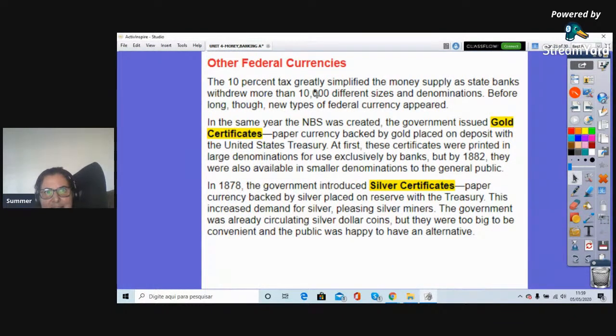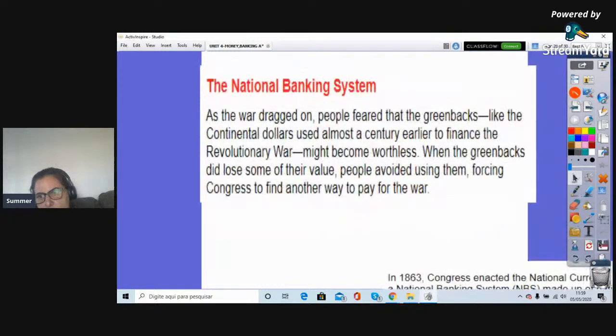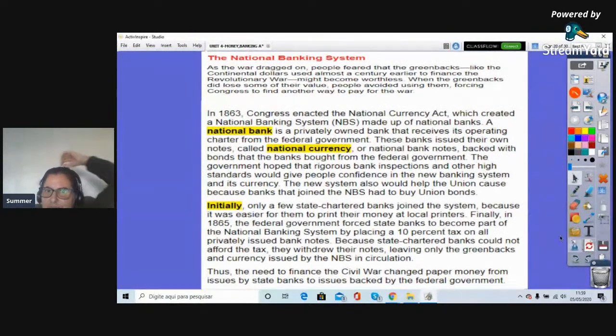The 10% tax greatly simplified the money supply. So as we said, the 10% tax kind of forced the state banks to start using the federal money. And before long, new types of federal currency appeared. Okay, we did not have just what we saw here. Remember? The greenbacks. We started having more.